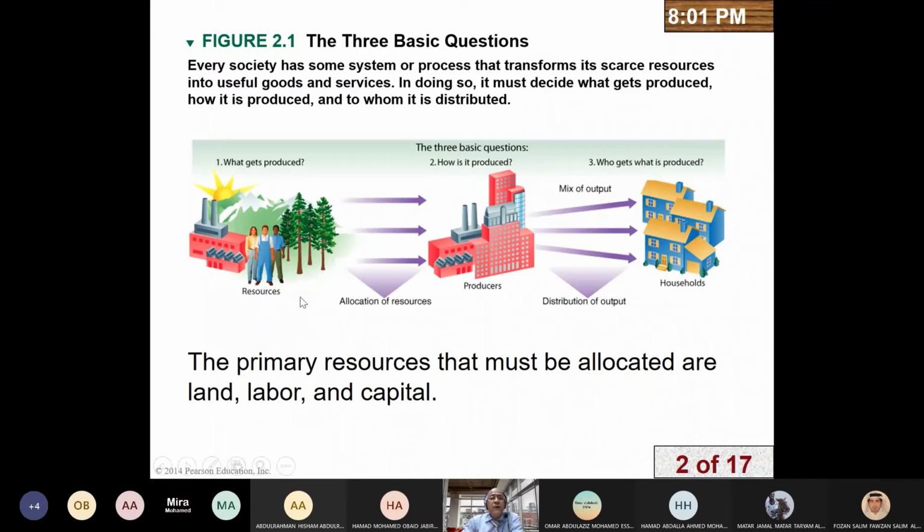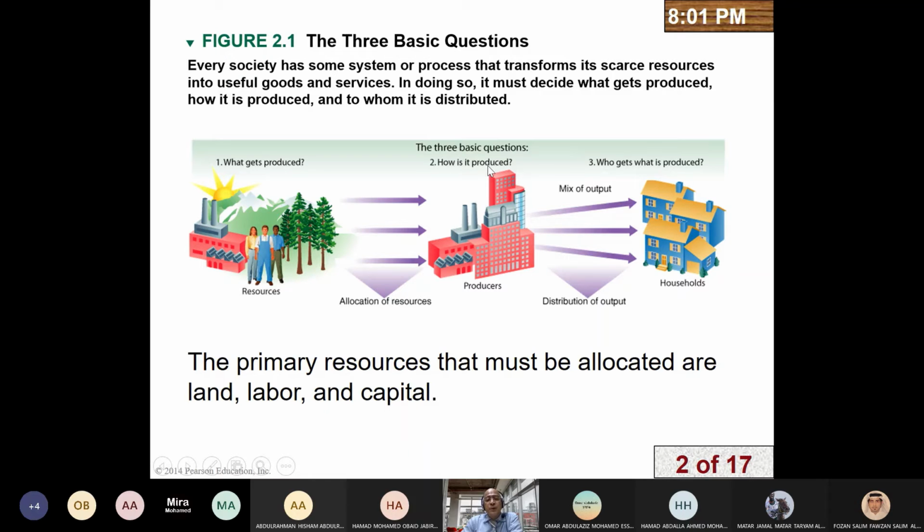Okay. So the first question, what should be produced? As a society, we have to decide to produce a combination of different goods and services to fulfill our needs by using scarce resources. So we will allocate resources. We will allocate some resources to produce bread. We will allocate land, labor, and capital to produce services like cinema, for example. How much should be allocated for each activity?